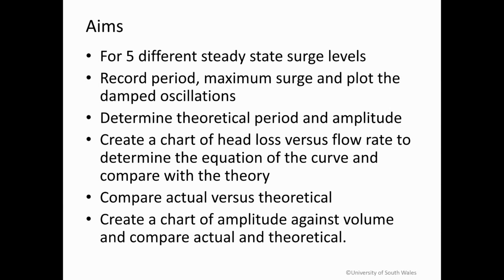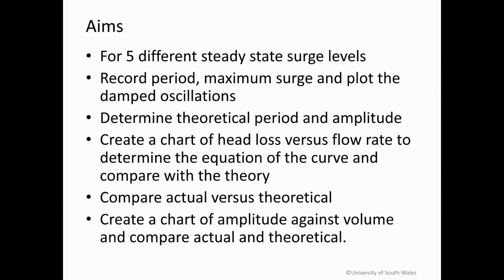So one will be head loss versus flow rate, to determine whether or not that exponential value is 1.75. Now again, that's a theoretical value. Why is yours going to be maybe different, and discuss the variances within that. You're also going to compare actual versus theoretical for all the values that you determine. Some of those will be calculated, some of them will be directly from the system, so you can compare those. And then you're also going to create a chart of amplitude against volume, and again compare actual and theoretical, and why is there variances between them.